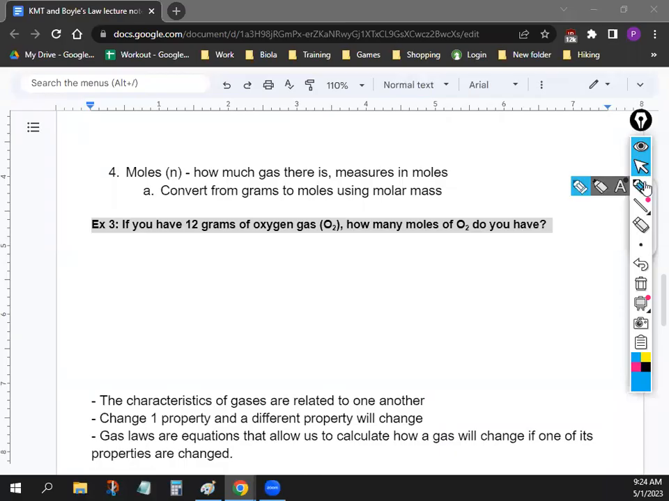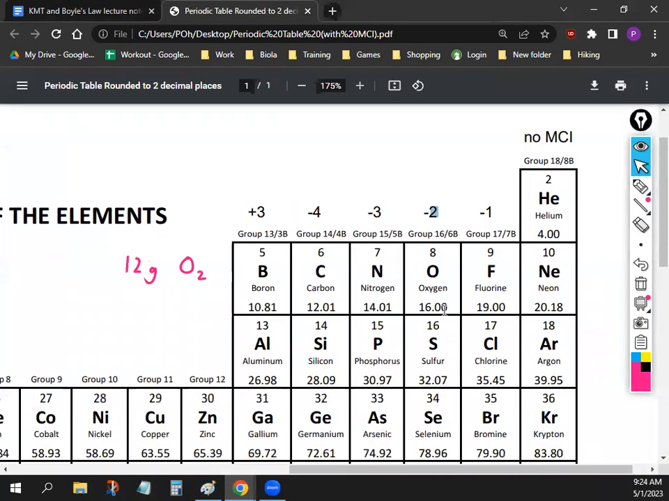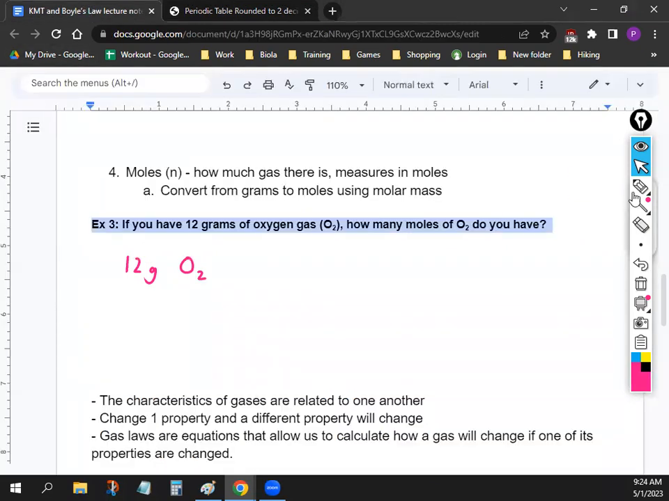So the first thing we're going to do is write down 12 grams, and the chemical we're looking at is O2. If we take a look at the periodic table to find the molar mass of O2, we look at oxygen because O2 is made out of oxygen. There are 2 oxygens inside of O2, so we add this twice: 16 plus 16. That means the molar mass of oxygen is 32 grams in 1 mole.